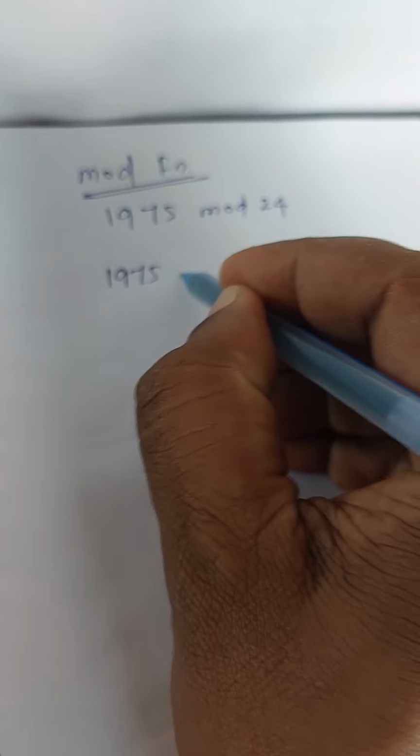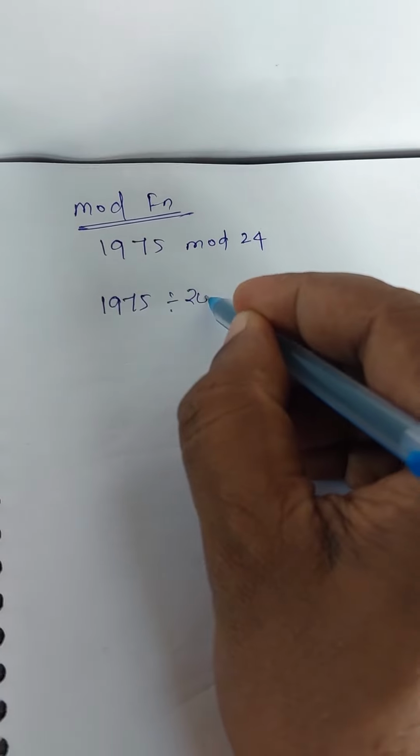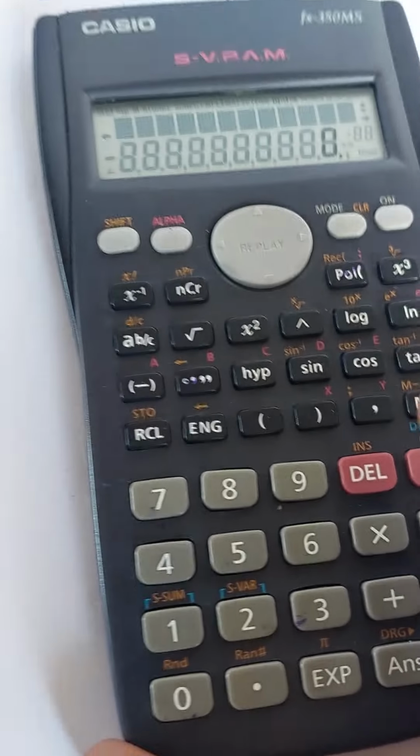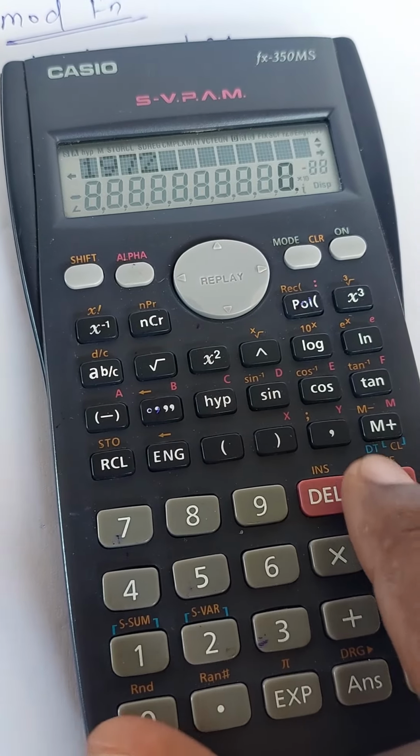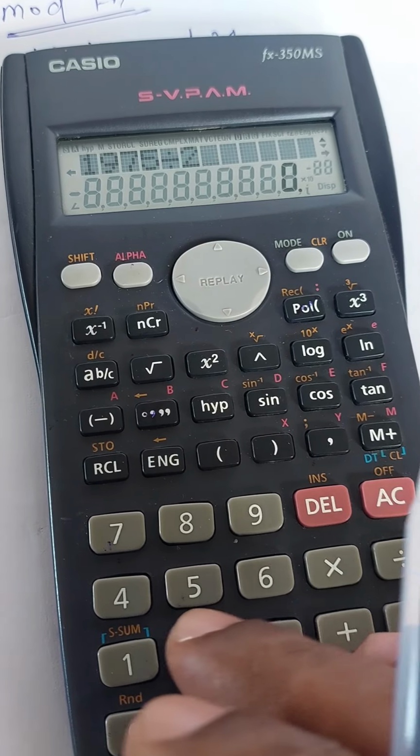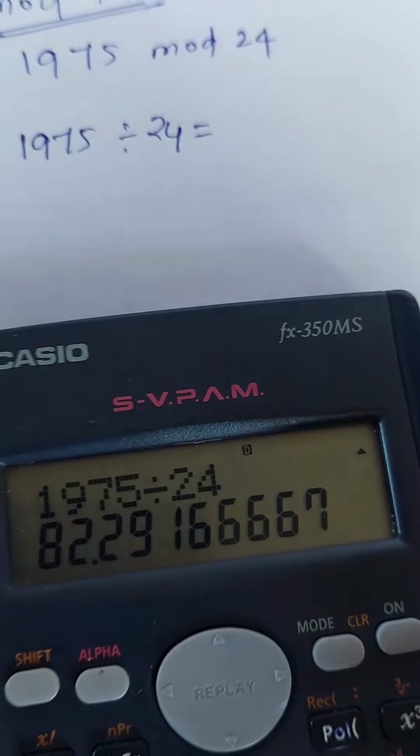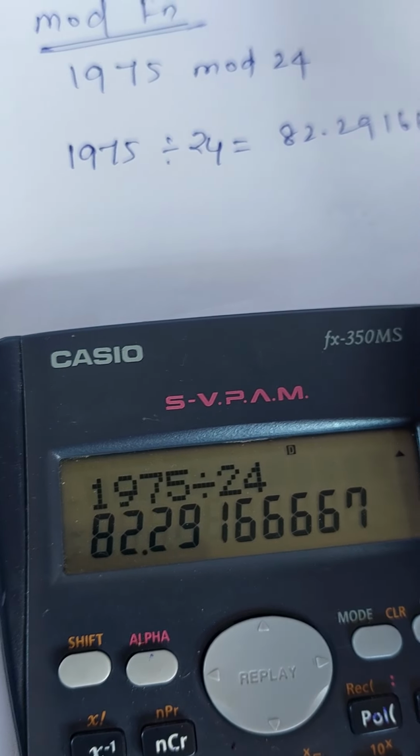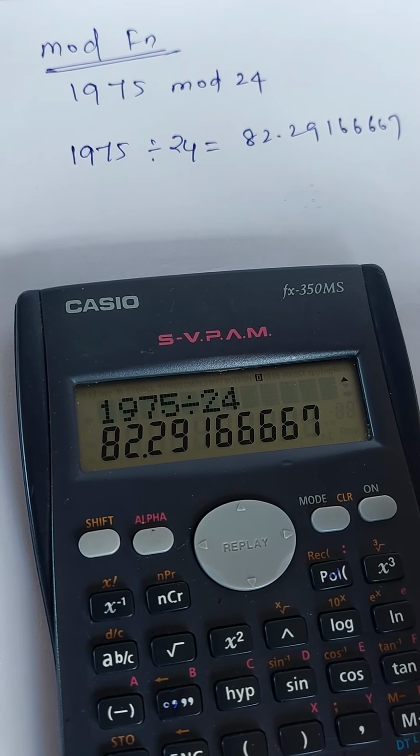1975 by 24. So 1975 divided by 24 gives our answer as 82.291666667, right? Clear?